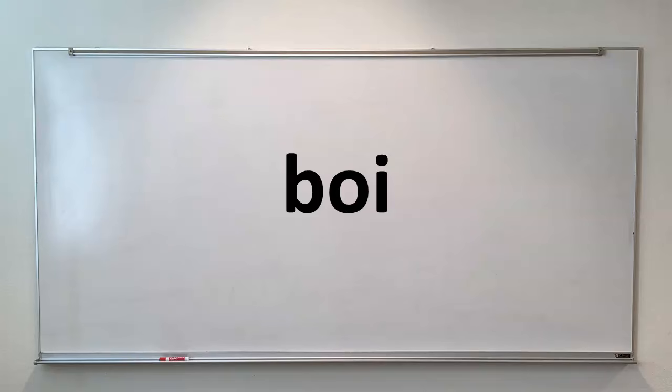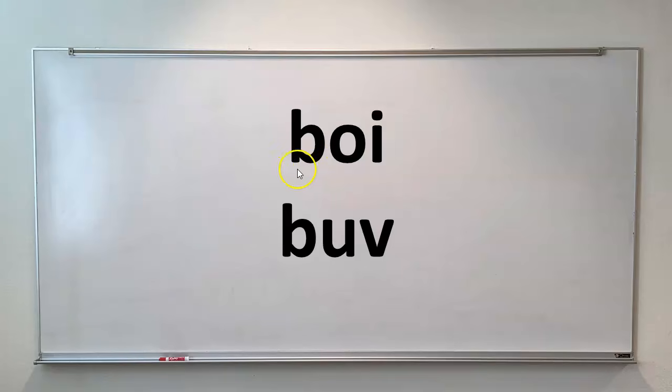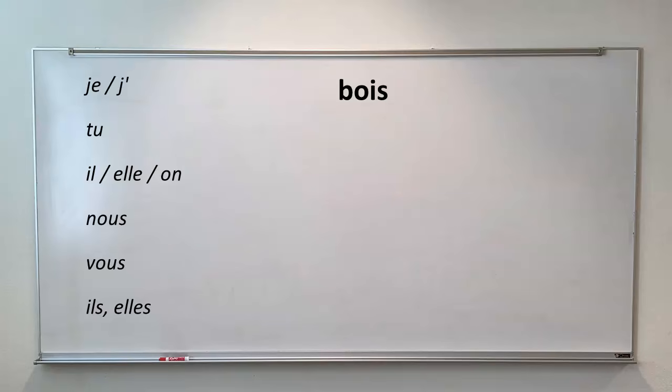And boire is irregular because the stem will be different in some of the forms. So for some forms you're going to see this, and for some forms you're going to see this. Bottom line, you have to memorize the forms. So let's take a look at the forms of boire.